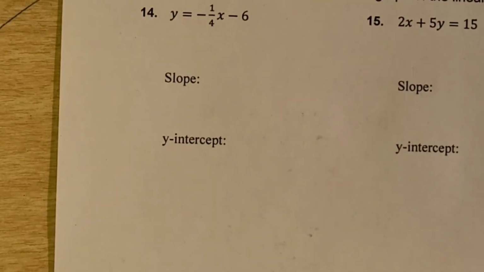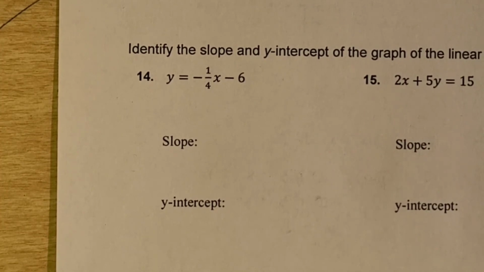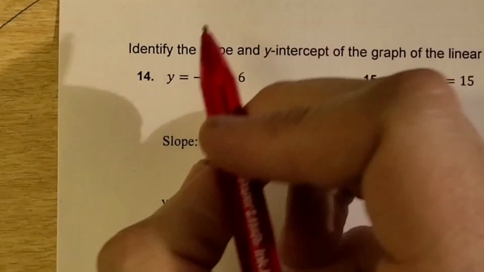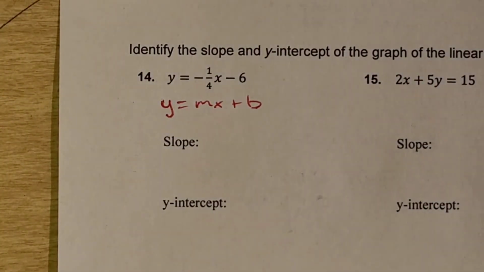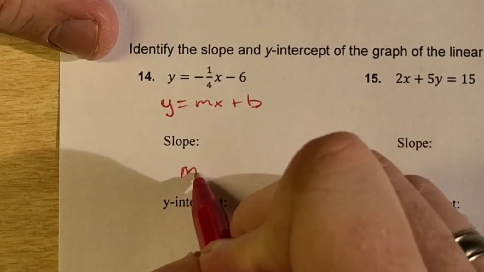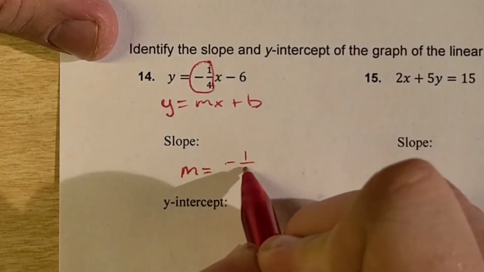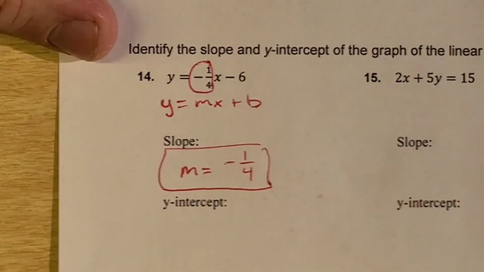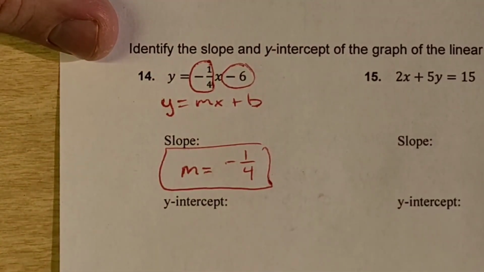All right, last 3, 14, 15, 16. These are all asking for slope and y-intercept. Well, 14, this is in y equals mx plus b form, aka your slope-intercept form. So everything's just written right there for you. My slope in this case is the thing right in front of x, so negative 1/4. Easy enough.